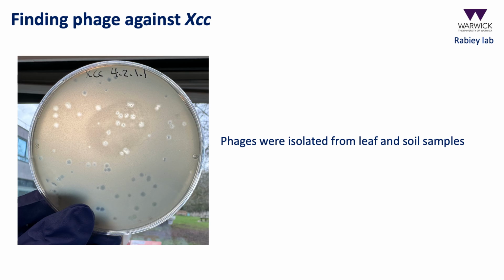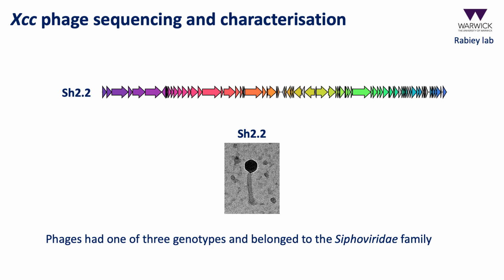So what we do then is we purify each plaque that has a different size. For example, this one is quite pinhead size, and this one is massive, and we purify these further, and we end up with around 50 different phages. And then the first thing we do is we genome sequence these phages.